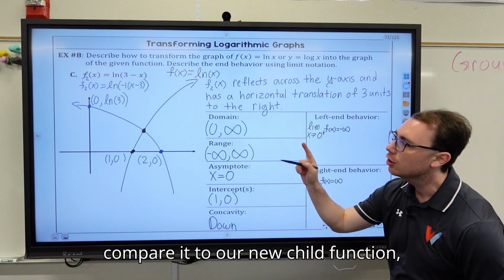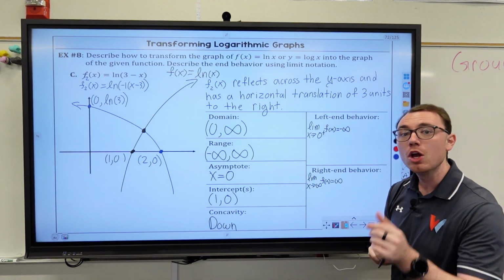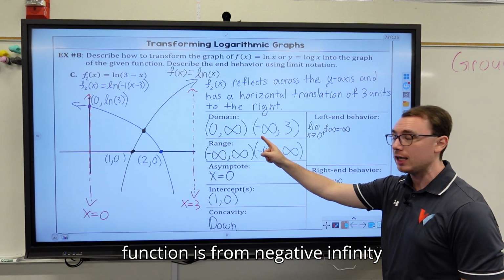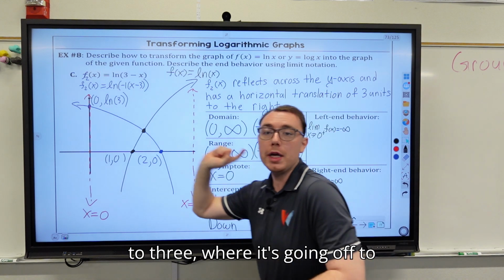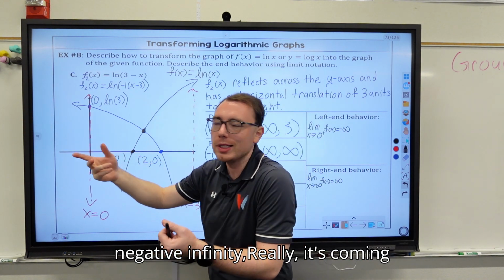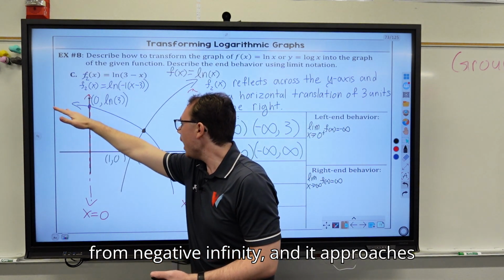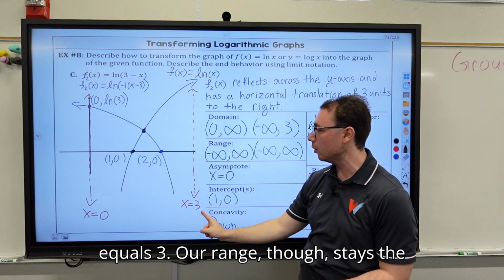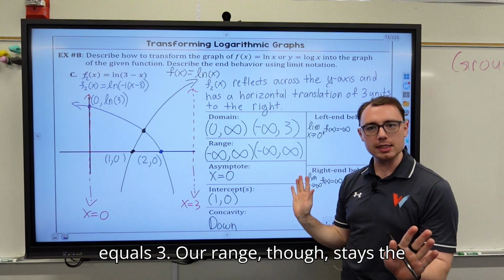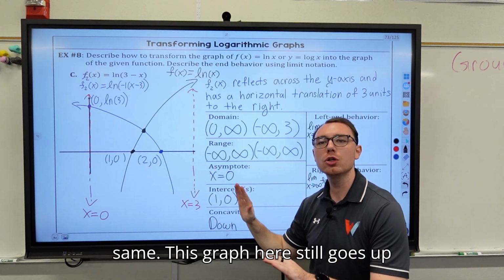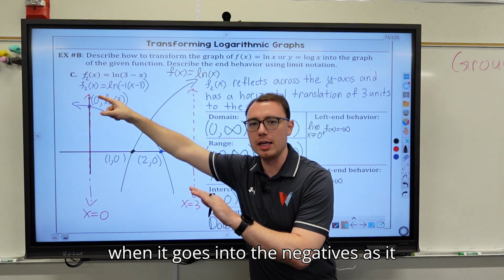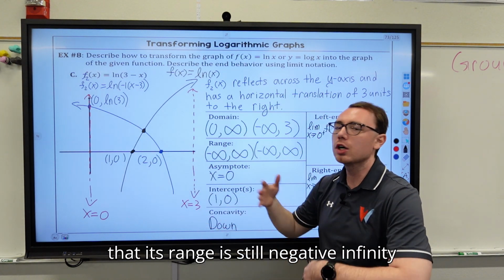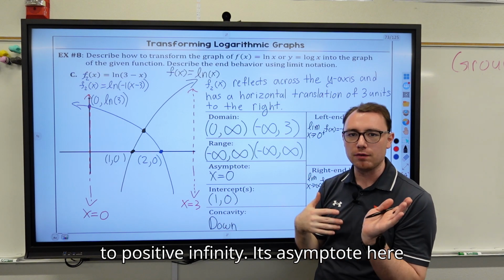But let's compare it to our new child function, where the domain of our child function is from negative infinity to 3, where it's going off to negative infinity. Really, it's coming from negative infinity, and it approaches up to this vertical asymptote at x equals 3. Our range, though, stays the same. This graph here still goes up when it goes into the negatives as it goes down towards x equals 3, so that its range is still negative infinity to positive infinity.